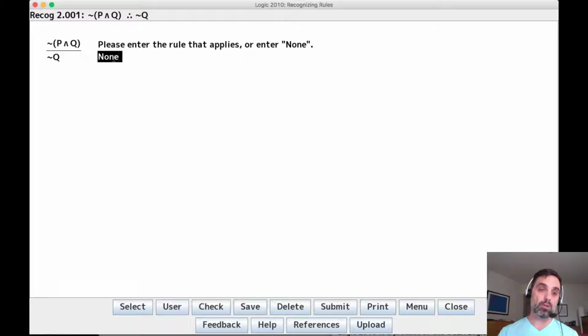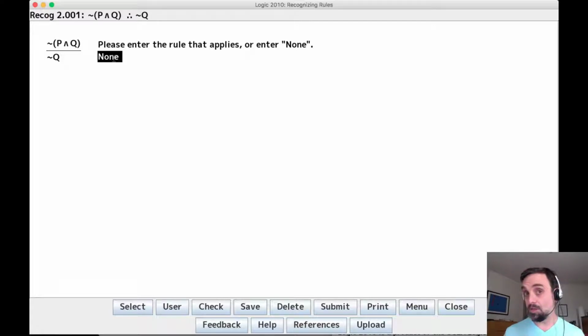a conjunction to its pieces, but it doesn't say anything about the negation of a conjunction. And not only that, but this is in fact an invalid inference. The premise says the conjunction is false. Well, the conjunction is true in only one situation, when both conjuncts are true. So if the conjunction is false, then we're not in that situation.